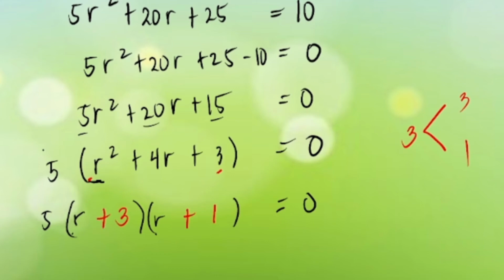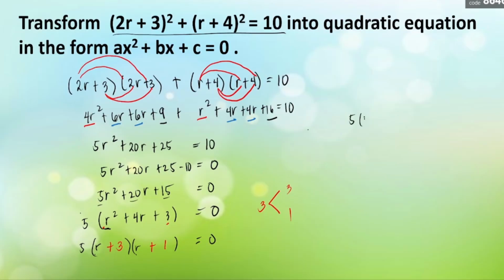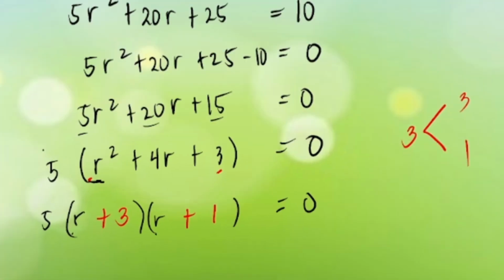Now, to solve for the roots, we're going to separate these two terms. So we have 5 times the quantity r plus 3 equals 0. And the other one is r plus 1 equals 0. Applying the zero product property. When we say zero product property, it's either the first binomial is 0, or the second binomial, or both of them are equal to 0. Okay, so let's continue.